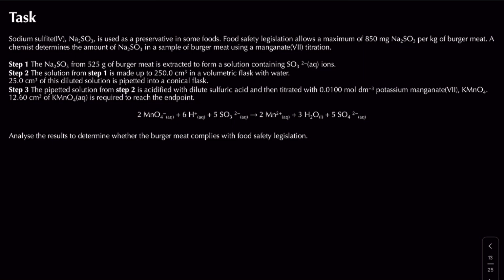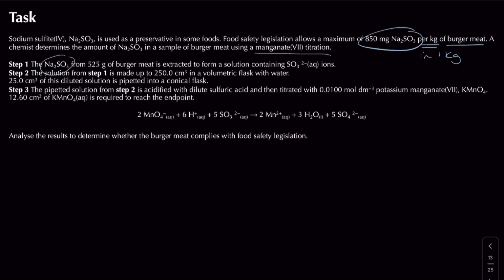So yeah, we're told here sodium sulfite, Na2SO3, is used as a preservative in some foods. Food safety legislation allows a maximum of 850 milligrams of sodium sulfite per kilogram, so that just means in 1 kilogram of burger meat. Now, a chemist determines the amount of sodium sulfite in a sample of burger meat using a manganate 7 titration itself.